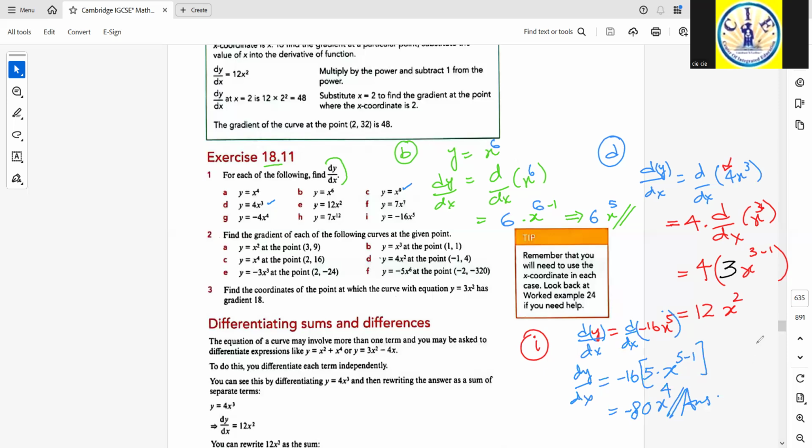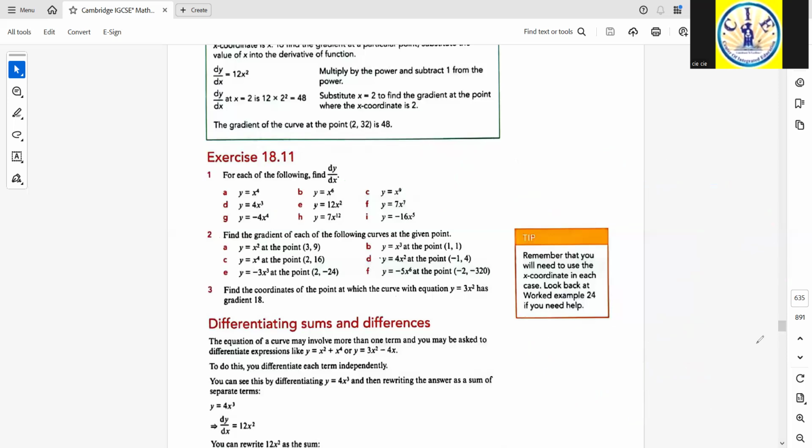Okay, now when we need to calculate this derivative of a function, that is actually the gradient of the tangent at a point whose x coordinate is given. So in the next question, we need to find the gradient of each of the following curves at the given point. So gradients are going to be calculated by working out the derivative of the function and then substituting for x, the x coordinate of the given point.